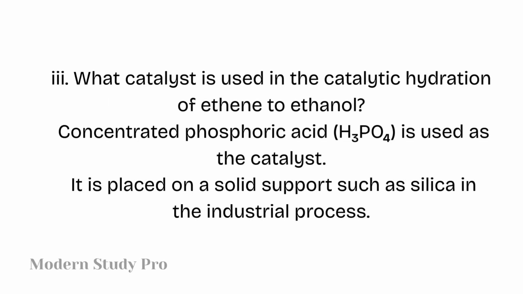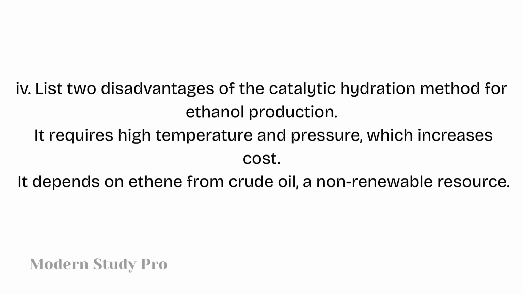3. What catalyst is used in the catalytic hydration of ethene to ethanol? Concentrated phosphoric acid, H3PO4, is used as the catalyst. It is placed on a solid support, such as silica, in the industrial process. 4. List 2 disadvantages of the catalytic hydration method for ethanol production. It requires high temperature and pressure, which increases cost. It depends on ethene from crude oil, a non-renewable resource.